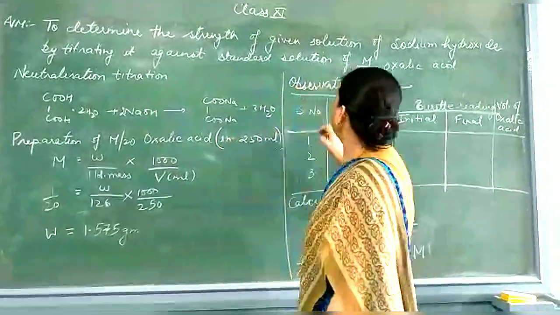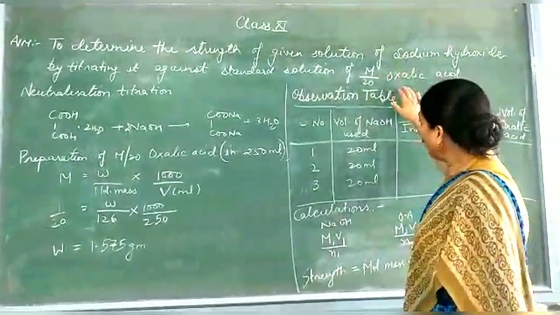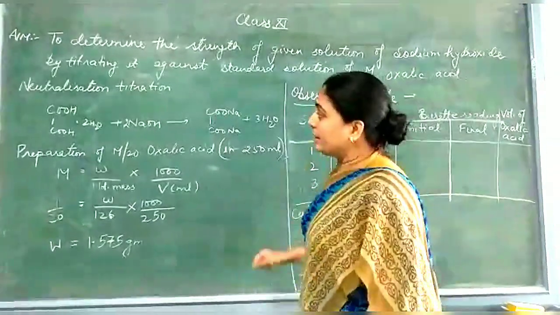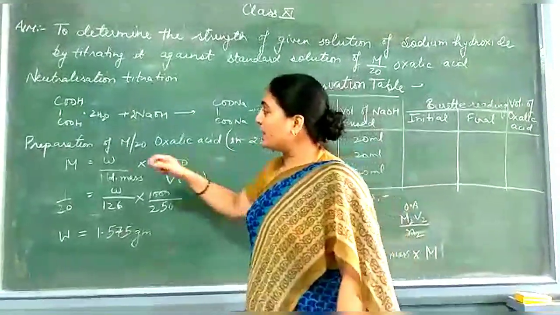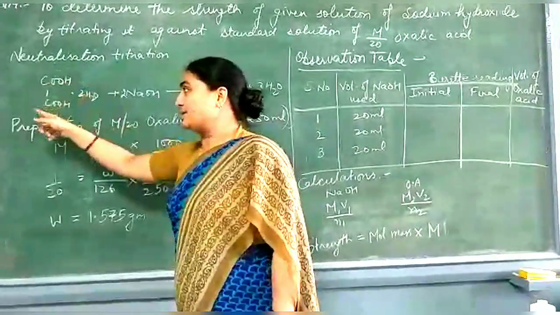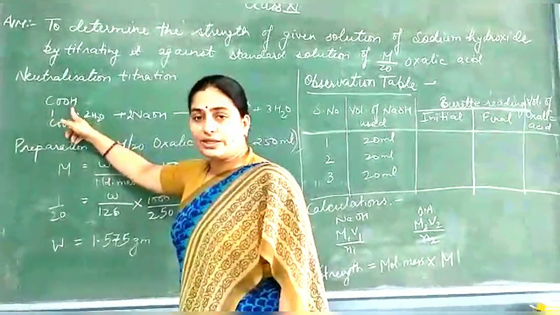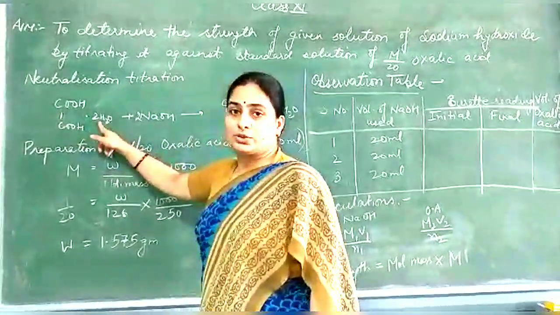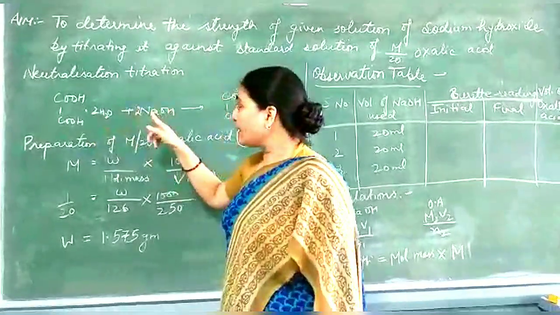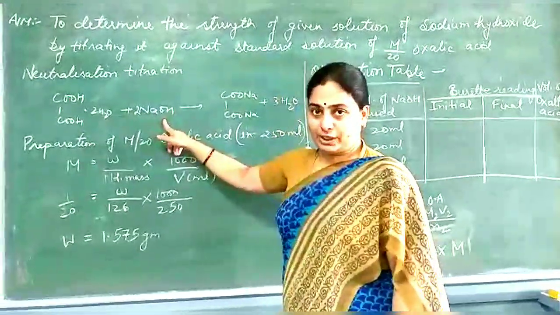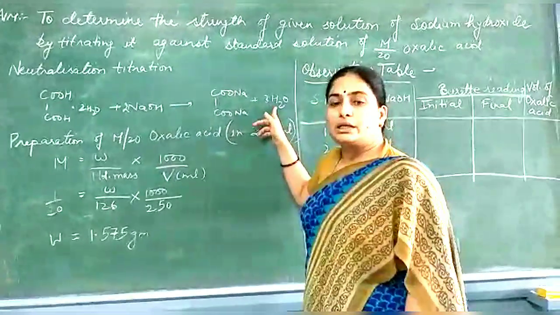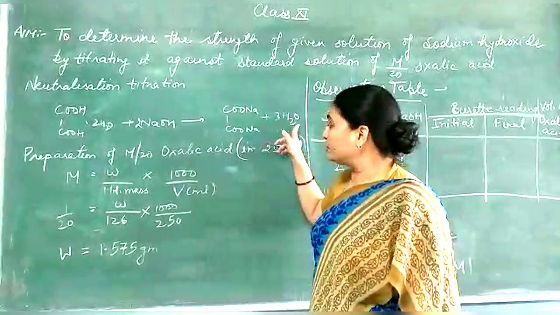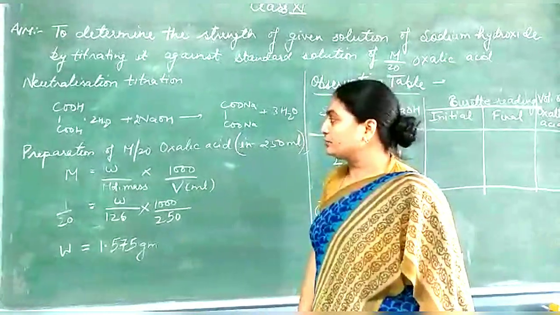Since I have taken sodium hydroxide and oxalic acid, the reaction between the two goes this way: one molecule of oxalic acid, whose formula is COOH)2·2H2O, with water of crystallization, reacts with two molecules of NaOH to form sodium oxalate along with the liberation of water molecules. So three water molecules are liberated.